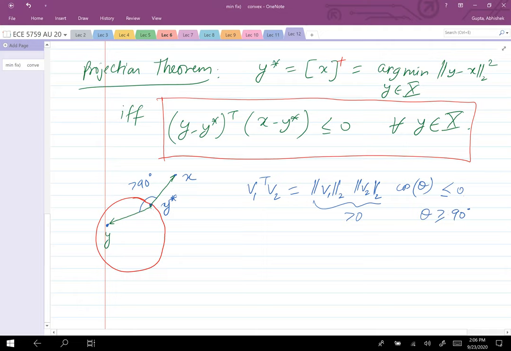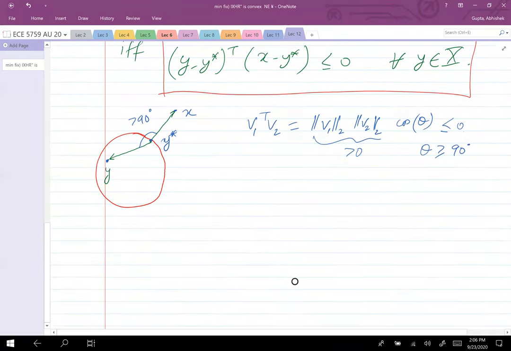So certainly this point y star seems to have that property where (y minus y star) transpose (x minus y star) is less than or equal to zero. Therefore, this y star is the projection of x onto this particular sphere.